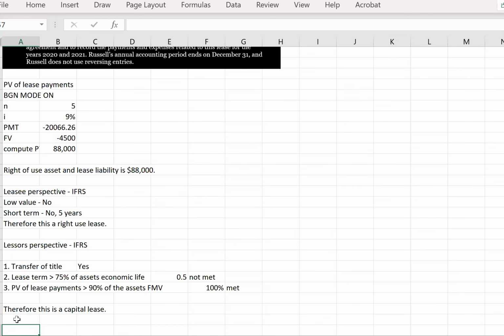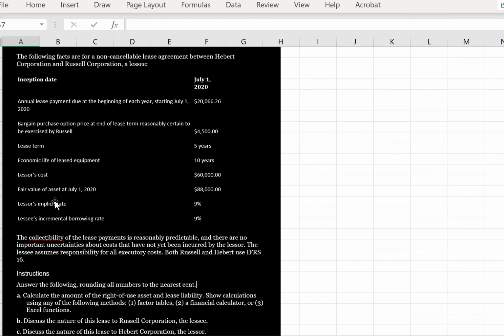So now what type of capital lease is it? Well, the lessor's cost of the equipment was $60,000 and the fair value of the asset is $88,000.